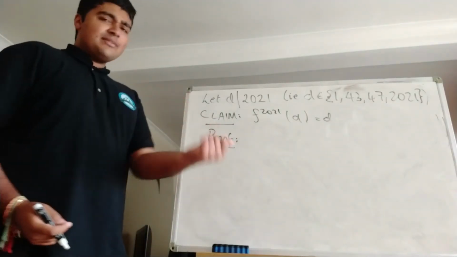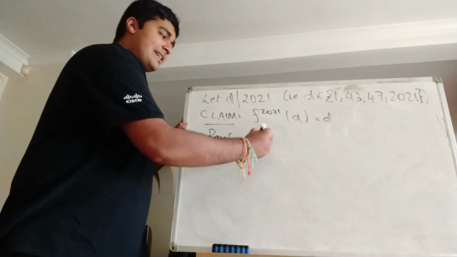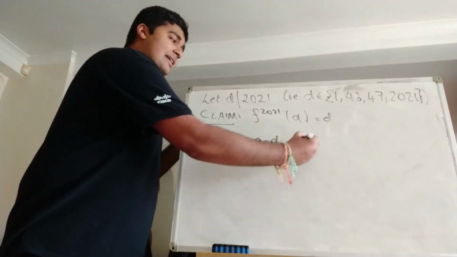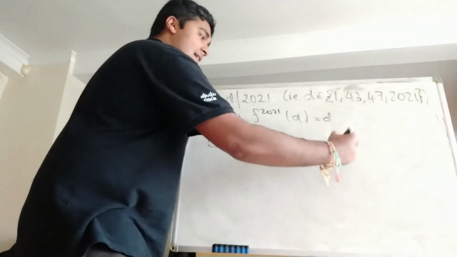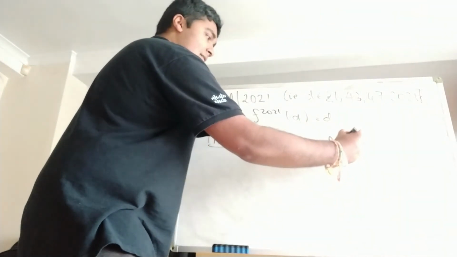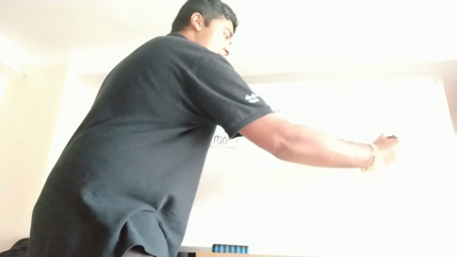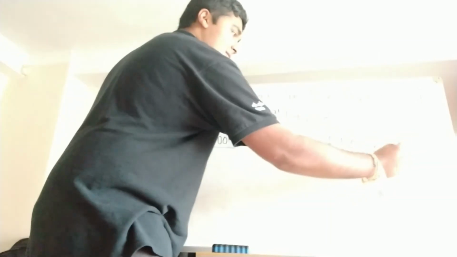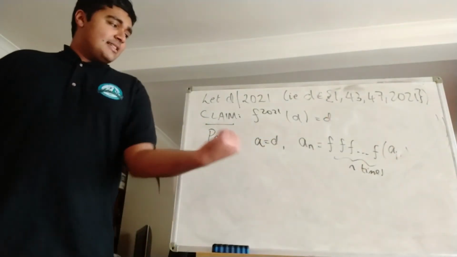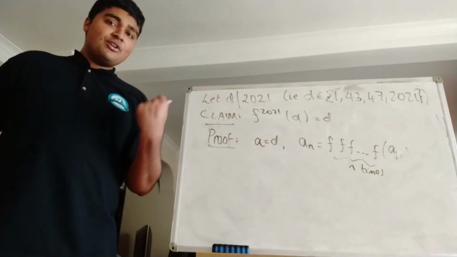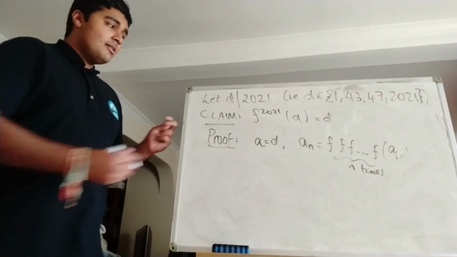But what we're going to do is use the argument we just had before. So we're going to let a equal d, and then we're going to consider our a_n's. So a_n, remember, is just f of f of f of so on of a, n times, like so. So this is what we had from before. Remember what we just showed was that our minimum period m must divide a.